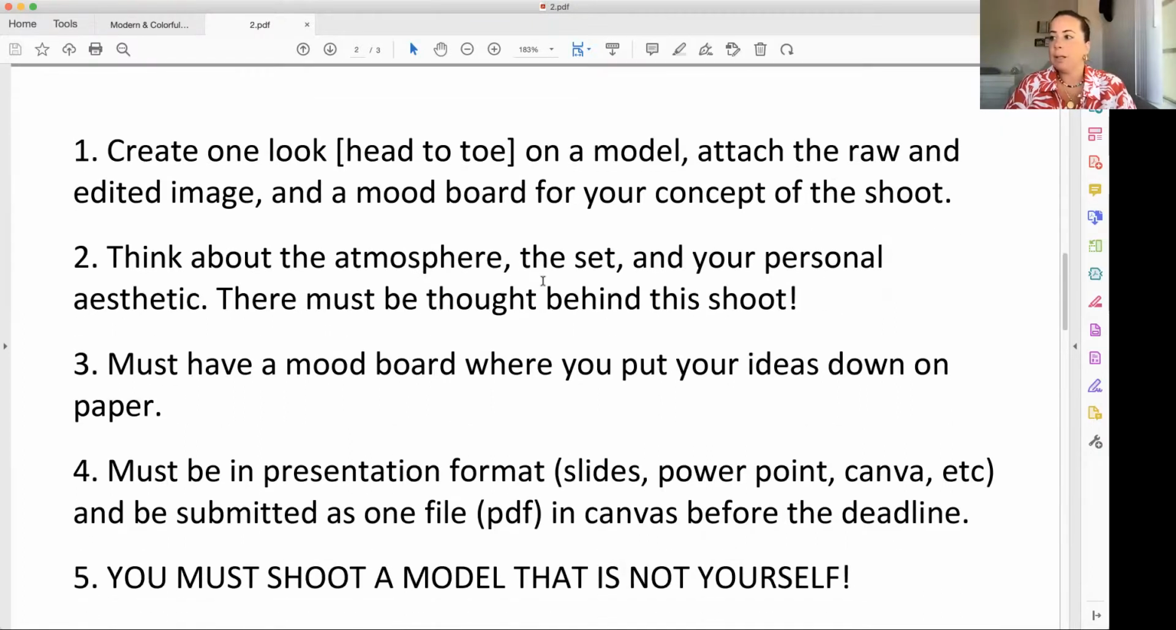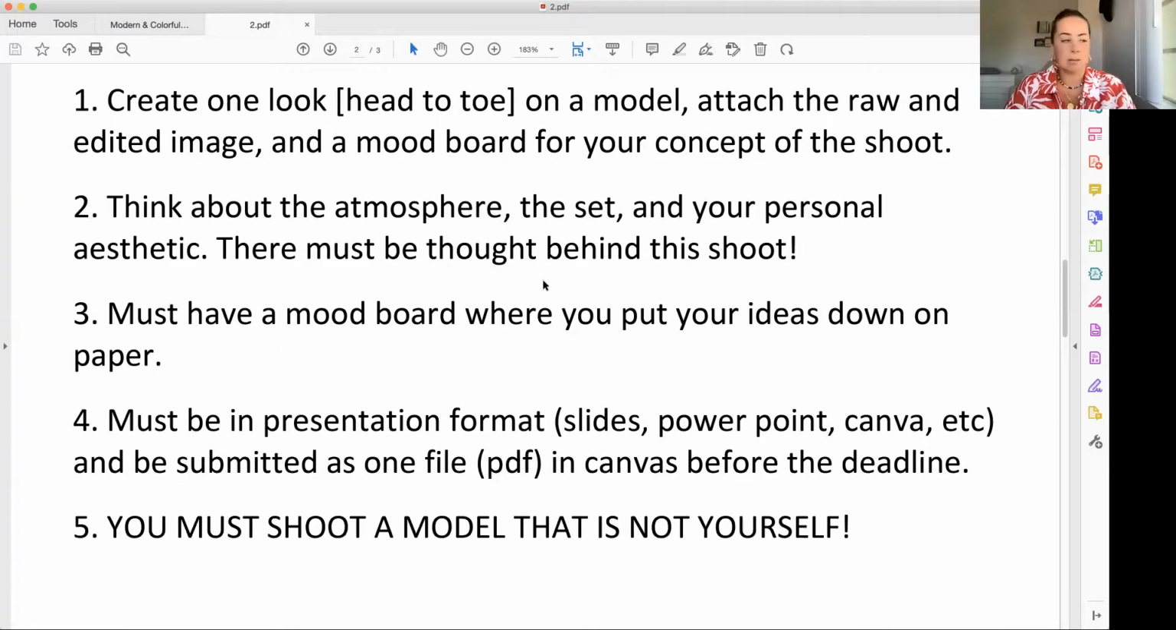Second, I want you to think about the atmosphere, the set, okay? This is really important. I want this to be a thoughtful, fairly considered, executed photo shoot, okay? So if you just take a picture of your friends hanging out on the weekend, or you take a picture of an outfit of the day picture, you're going to lose points. You need to have a really creative approach to how you're executing this photo shoot. There needs to be thought behind it. There needs to be a concept. You need to be telling a story.